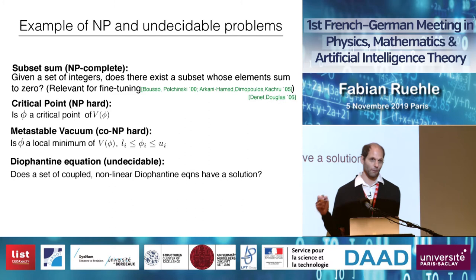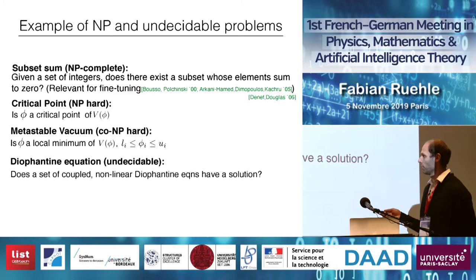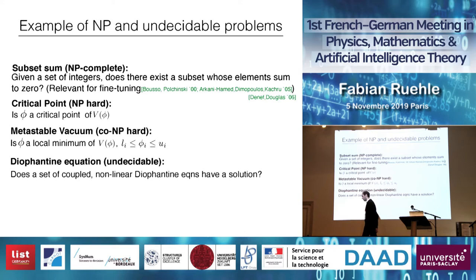All the string backgrounds we have are integers. So the mathematical consistency conditions of string theory can often be phrased in terms of Diophantine equations. And if you want to solve the consistency conditions that string theory gives us, we need to solve these Diophantine equations. So it's bad news for us that in general these problems are undecidable.